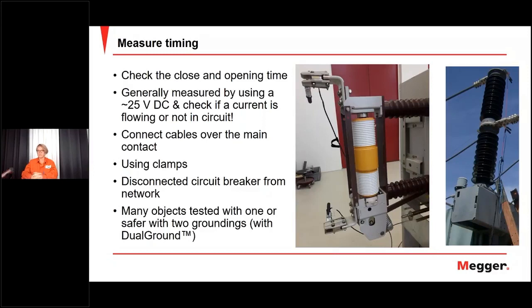In this case, it's withdrawn, so to the left, and outside, you have to disconnect the disconnectors and ground. And to the left, you don't ground, but to the right, you need to ground at least one side. And it's, of course, safer if you can use two grounders with dual ground technique.